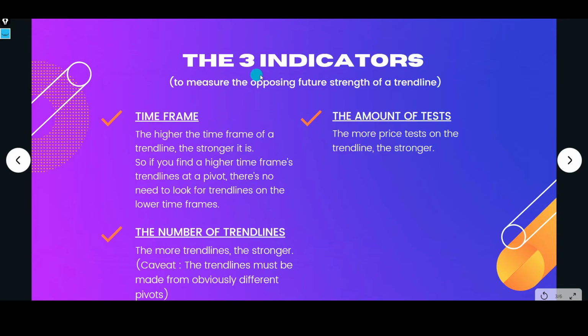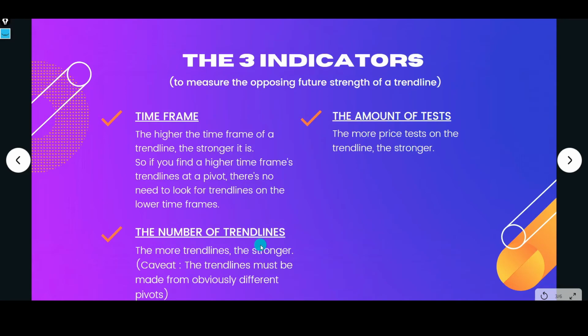So we'll go through the 3 indicators. The first one is time frame. The higher the time frame of a trend line, the stronger it is. So if you find a higher time frame's trend line at a pivot, there's no need to look for trend lines on the lower time frames. In this case, since we're using the monthly chart, which is the highest time frame that I am using, there's no need to look to the lower time frame's trend lines to gauge the future long strength of that monthly pivot. So let's go on to number 2.